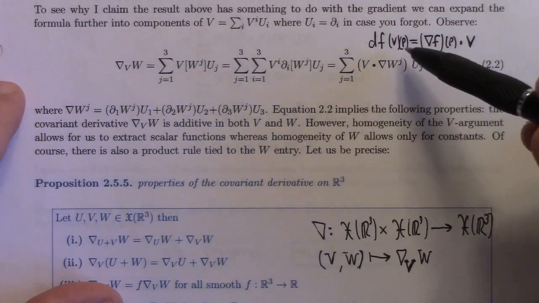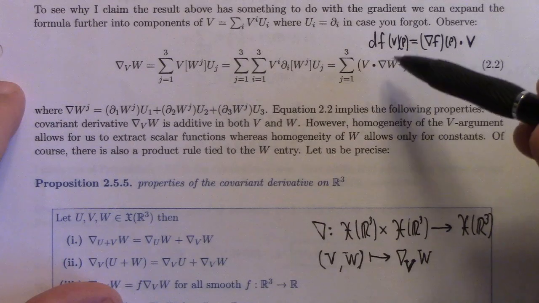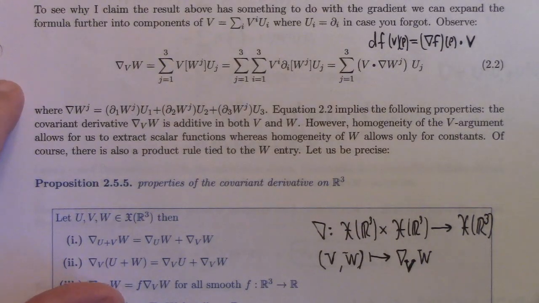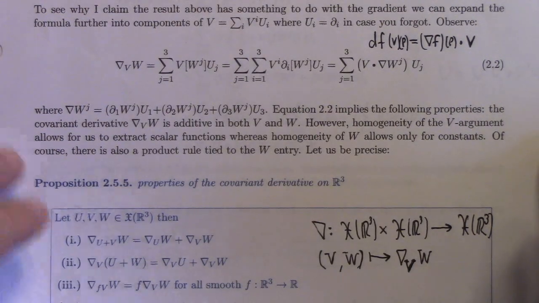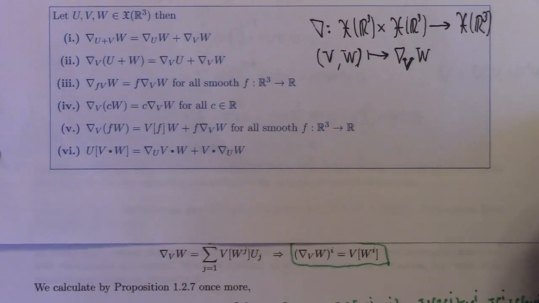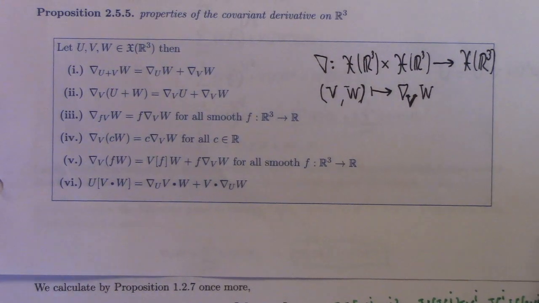So this is not one directional derivative, but three directional derivatives. A directional derivative for each component of the vector field W, and that's what the covariant derivative of W with respect to V is: a triple of directional derivatives. And I wrote these on the board, of course, but we didn't have time to prove them, so I want to look at the proof now.